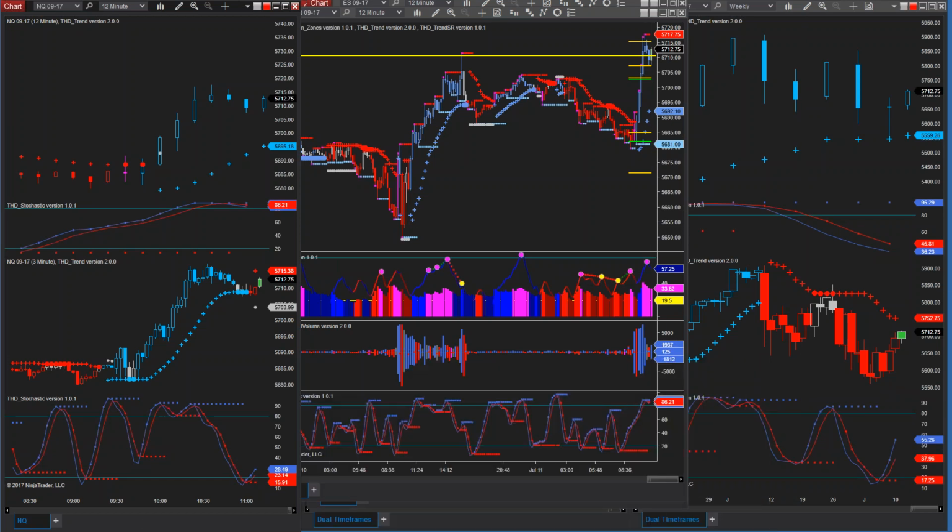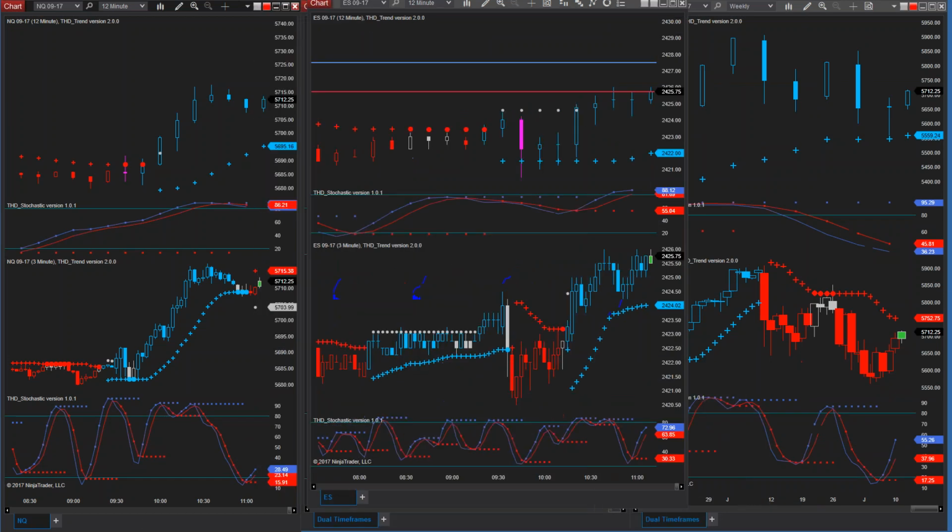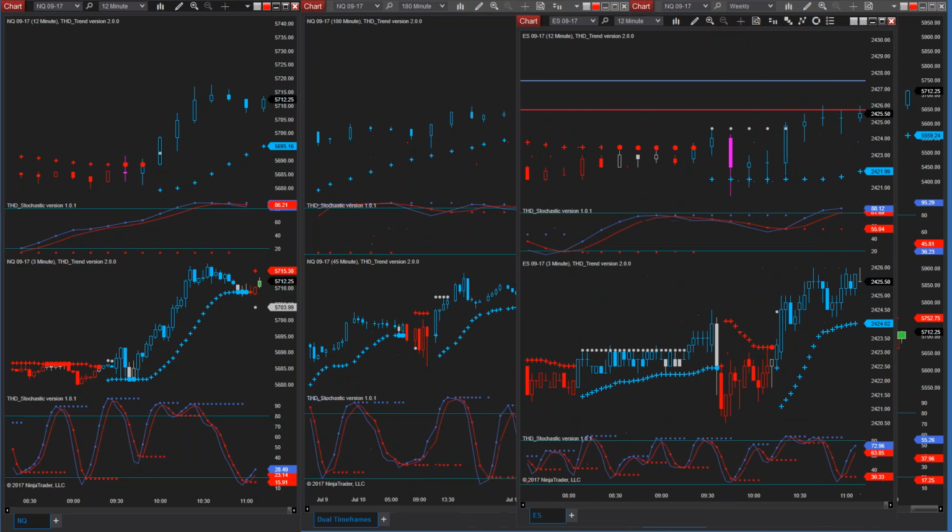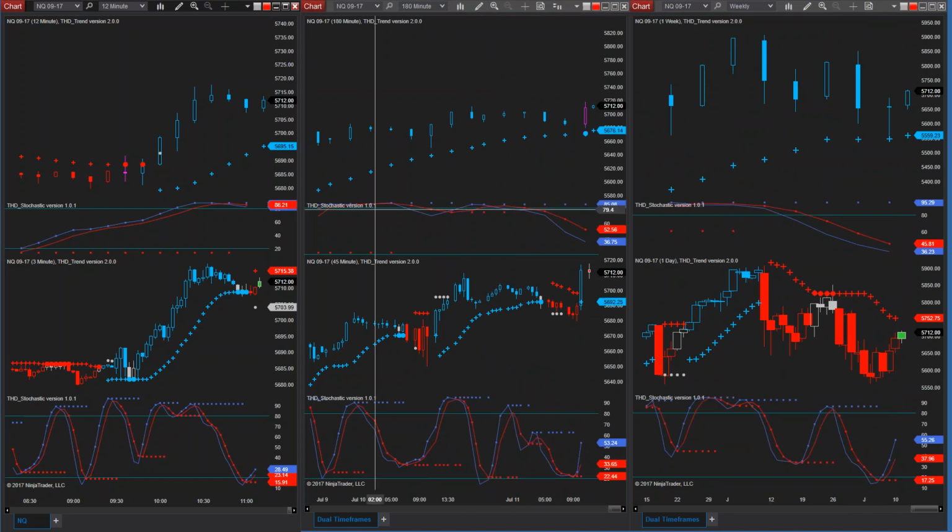Let me move this one out of the way. The 3 minute would correlate to a magenta peak over here on the 45 minute. Yeah, there's my NASDAQ. So to get a setup on the 3 minute, I would need to see that magenta peak over here on the 45 minute.